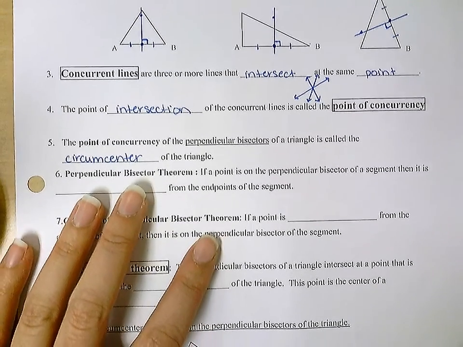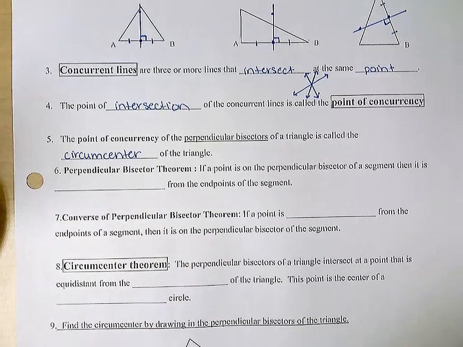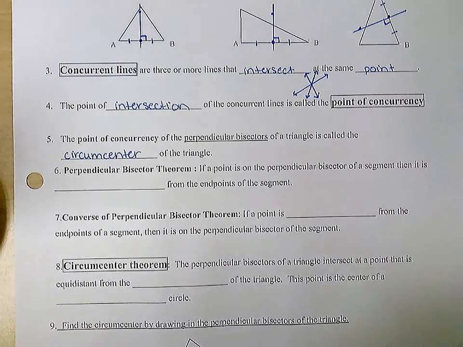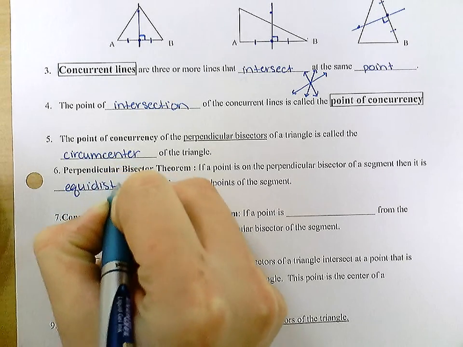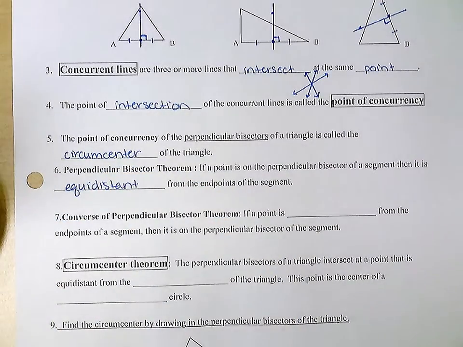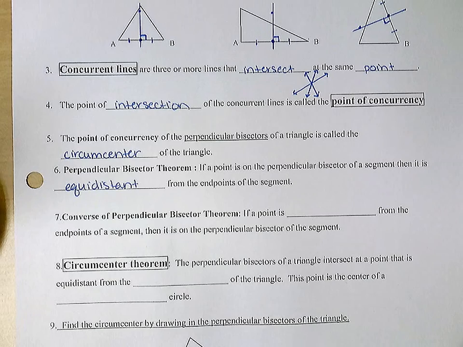We have a perpendicular bisector theorem that states if a point is on the perpendicular bisector of a segment, then it is equidistant from the endpoints of the segment. That just means equal distance. They're the same distance from the endpoints.